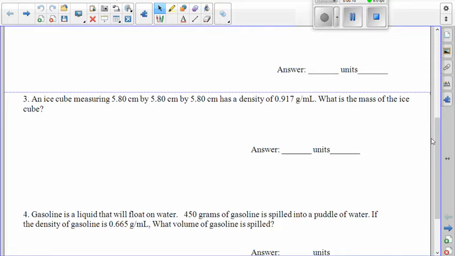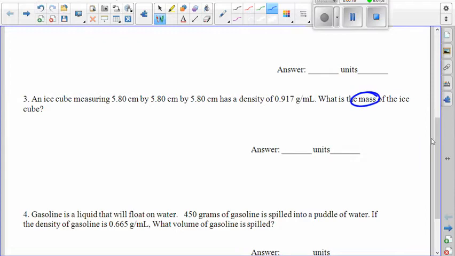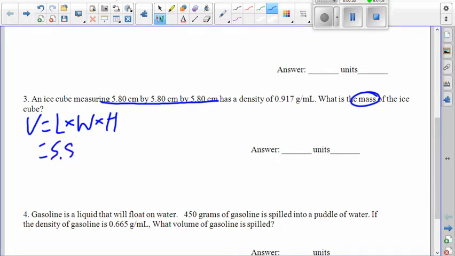So in this particular problem, I'm asked about the mass, okay? So I must have been given volume and density at some point in some fashion. I'm given my volume, but not directly. I have to go ahead and find the volume of that cube. As we know, volume equals length times width times height. In this case, that'd be 5.8 times 5.8 times 5.8. Your calculator will in fact tell you that that is what? 195.11. Good enough.